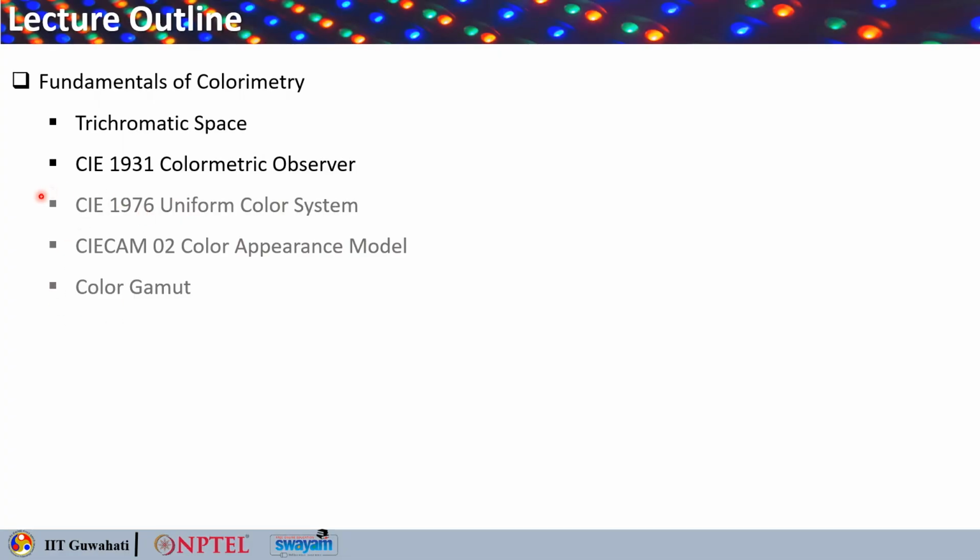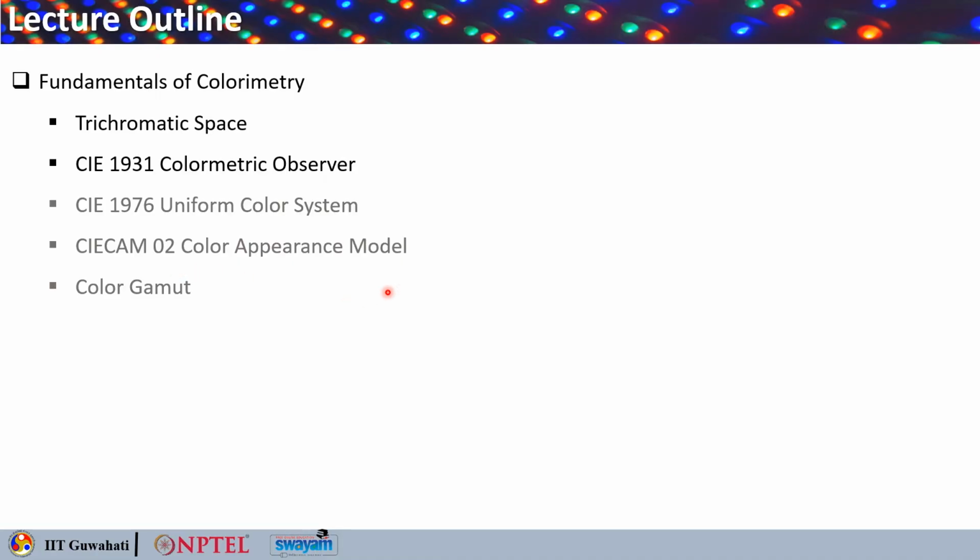In the next lecture, we will be covering these 3: the CIE 1976 uniform color system, the basic calculations and methods for finding a quantifiable difference between 2 observed or perceived colors. We will also look into the CIECAM02 color appearance model and color gamut.